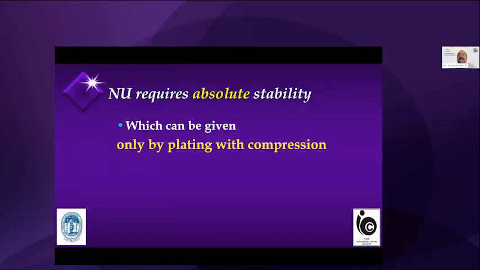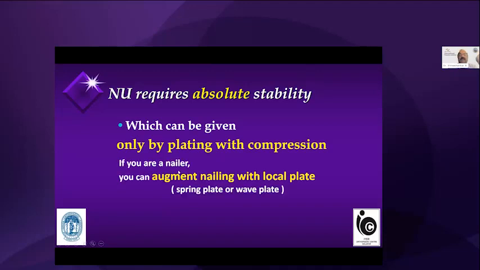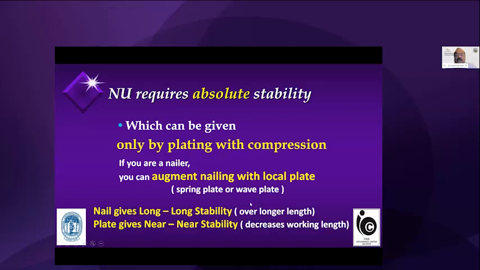And as Dr. Tanna was talking just now, at junctional area, especially non-union, it requires absolute stability. Absolute stability can be given only by plating. It cannot be given by nail or anything else. So if you are treating a subtrochanteric fracture or a lower third femur fracture, if you are a nailer like me, it's better to augment the nailing with a local plate. The plate can be spring plate or a wave plate, or it can be a solid plate also.